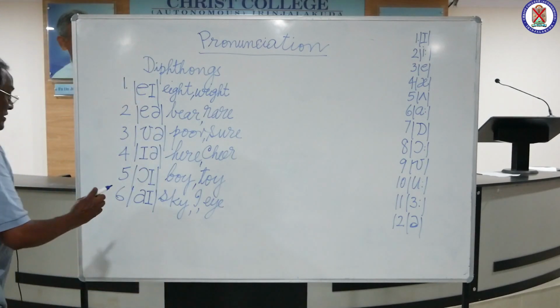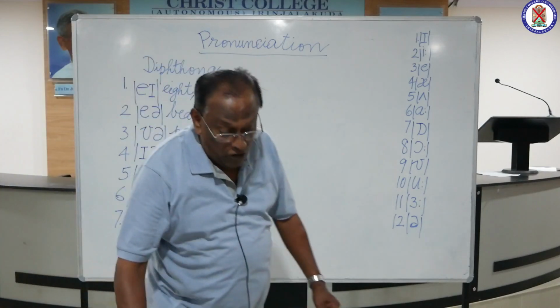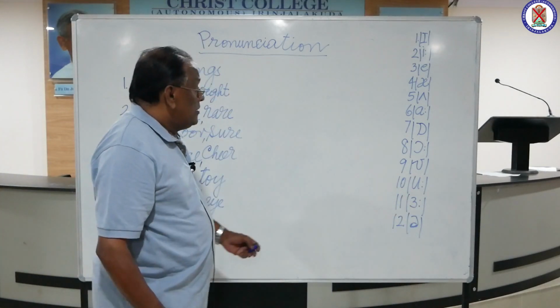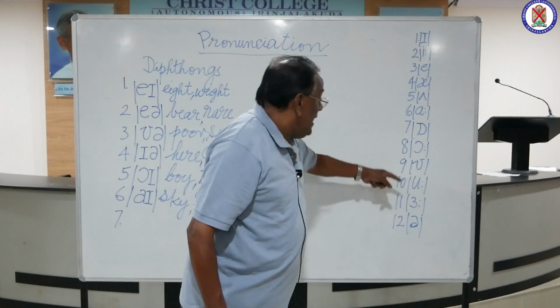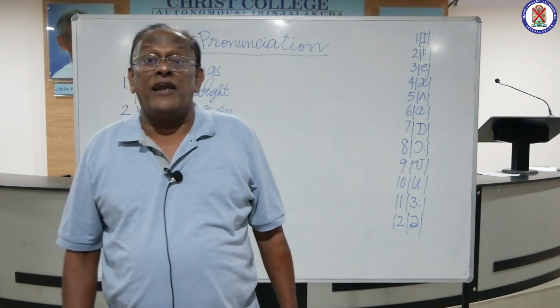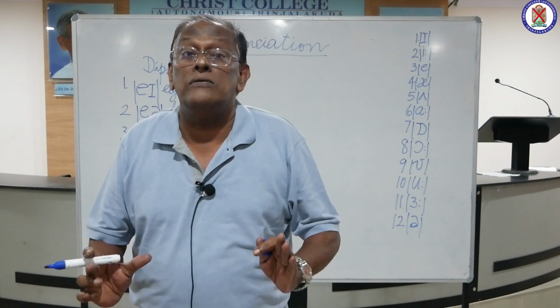The next one, the 7th, is a combination of number 12 and number 9, a combination of 12 and 9, plus O.